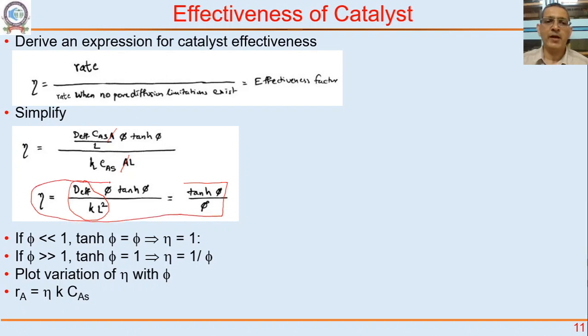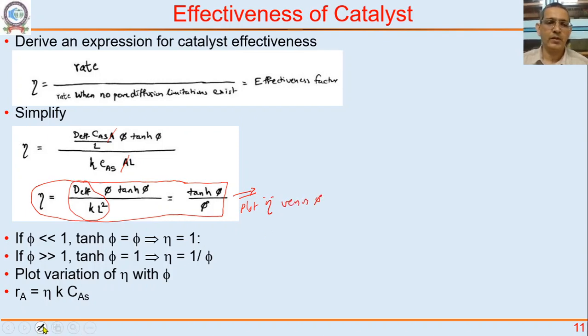So when phi is far less than 1, tan phi is nearly equal to phi, so eta is equal to 1. When phi is far greater than 1, tan phi is nearly equal to 1, so eta is 1 by phi. I want you to plot this equation, how eta varies versus phi.